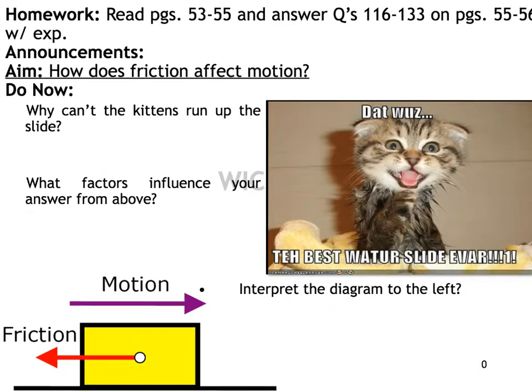So based on what you saw in the video, I want you to consider the following questions. Why can't the kittens run up the slide? What factors influence your answers from above? And then also interpret the diagram to the left. This time, I would like you to answer these questions on a separate piece of paper underneath the aim.